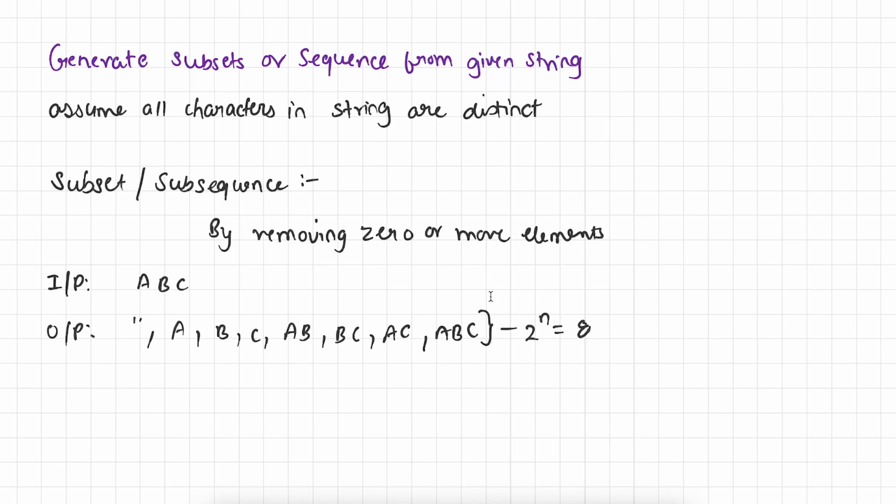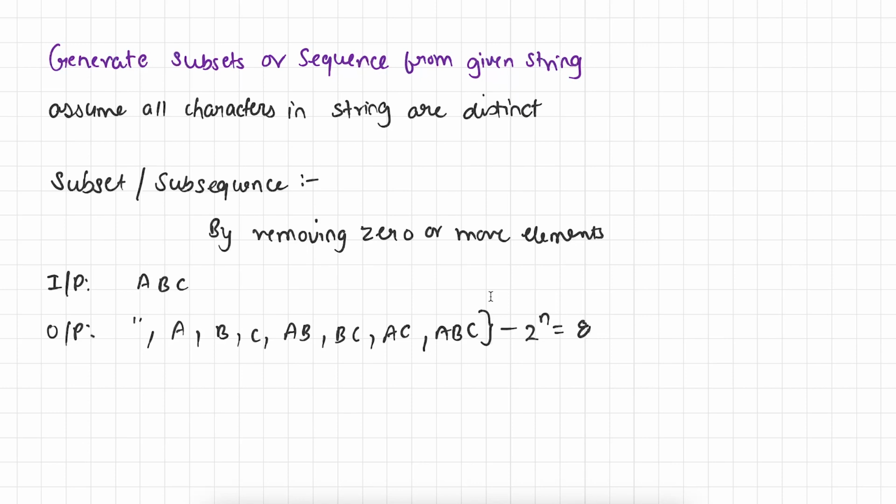Why is this assumption here? Because we are required to find all the subsets of the given string, and subsets are only possible if we have a set. One interesting property of a set is that it always contains distinct elements. That is why we can assume all the characters in the string are distinct. And a subset is the same as a subsequence. The meaning of both is exactly the same.